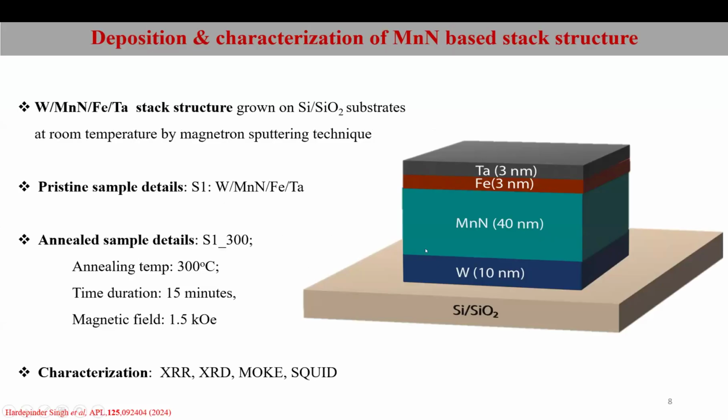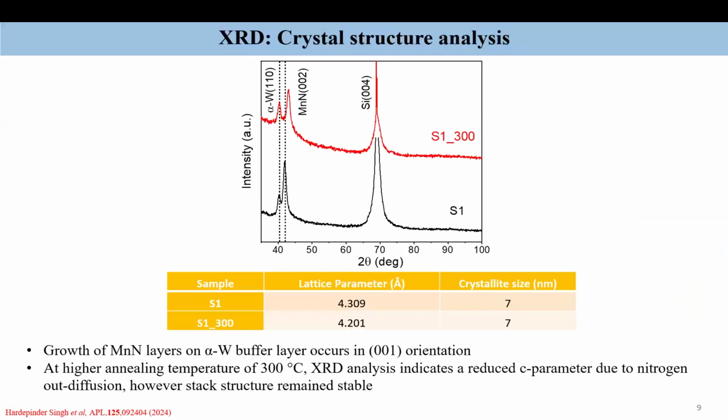and the pristine sample was termed S1. Now here you can see tungsten is the buffer layer, the antiferromagnet is 40 nanometers, iron was used as the ferromagnet, and tantalum was the capping layer to prevent oxidation. The annealed sample was named S1300. It was annealed at 300 degrees centigrade for 15 minutes in the presence of a 1.5 kilo oersted magnetic field. It was structurally characterized using X-ray reflectivity and X-ray diffraction, and magnetic characterization was done using MOKE and SQUID.